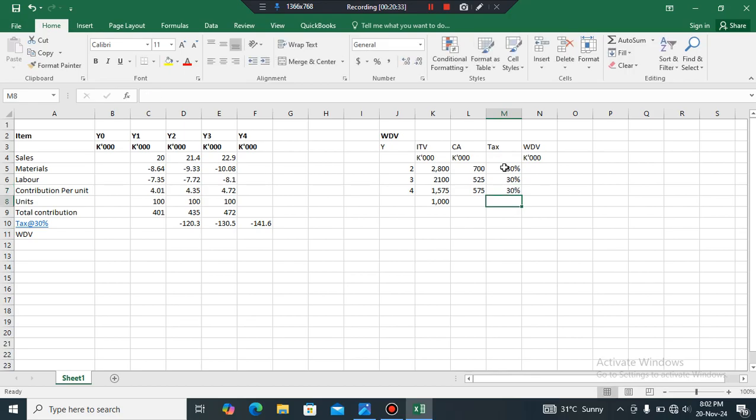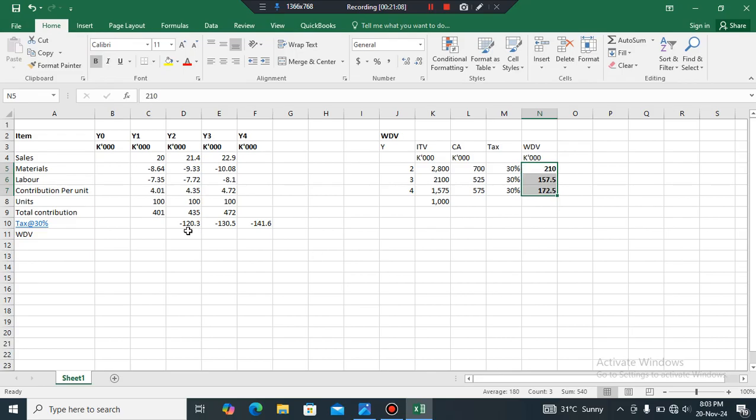Then you're going to find the write down allowance. So 700 times 0.3 is giving us 210. Then 525 times 0.3 is giving us 157.5. And then 575 times 0.3 is giving us 172.5. So these are the WDVs. This is the write down allowance. This is the tax benefit on the capital allowances, right?